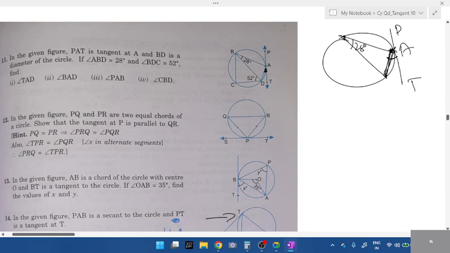So this line is touching. So yeah, that is 28 degrees. DAT. DAT they've asked us to find. TAD is equal to 28. Next, BAD is asked. Find what is BAD, students. Observe that. BD is the diameter.